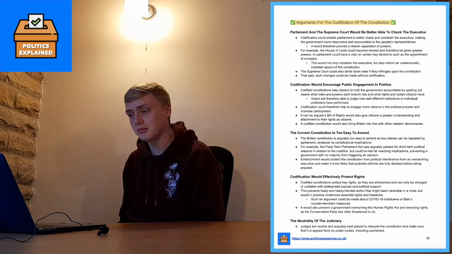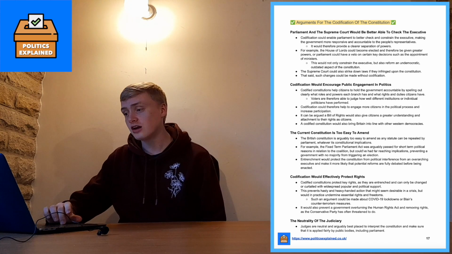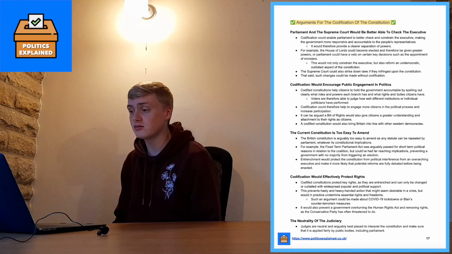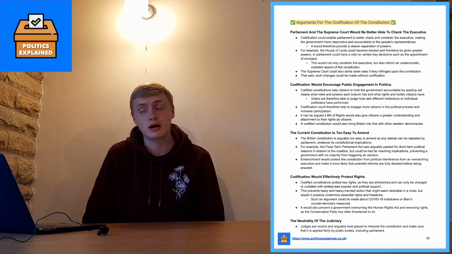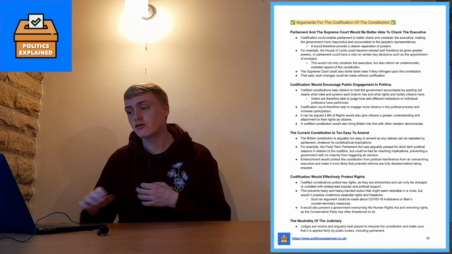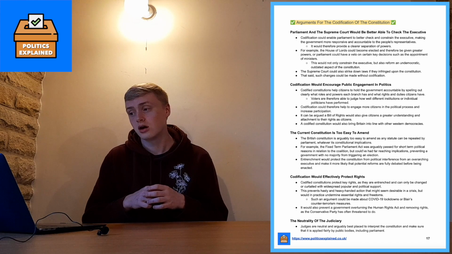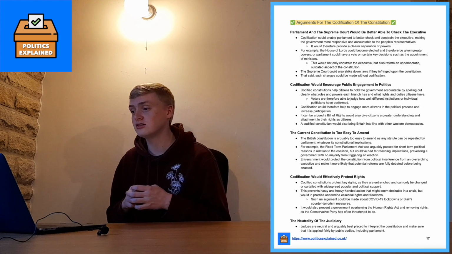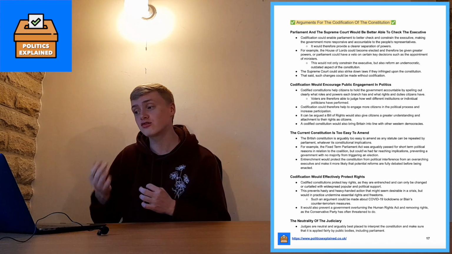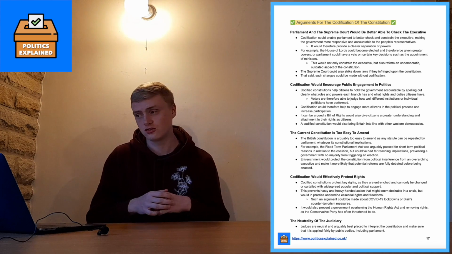The first one is that Parliament and the Supreme Court would be better able to check the executive. Codification could enable Parliament to better check and constrain the government, making the government more responsive and accountable to the people's representatives. It would therefore provide a clearer separation of powers. For example, the House of Lords could become elected and therefore be given greater powers, or Parliament could have a veto on certain key decisions, such as the appointment of ministers. This would not only constrain the executive, but also reform an undemocratic, outdated aspect of the Constitution.